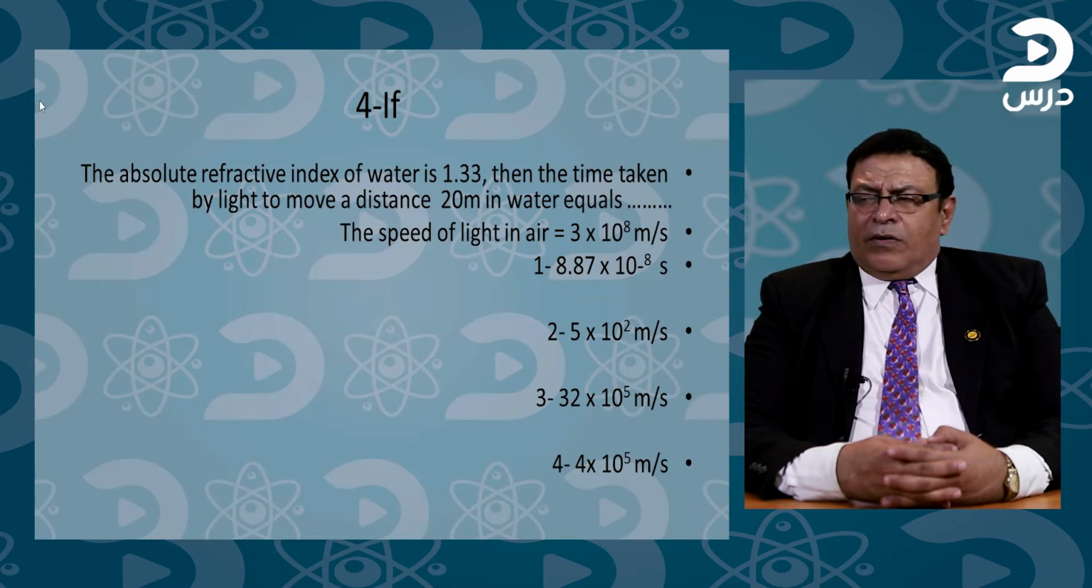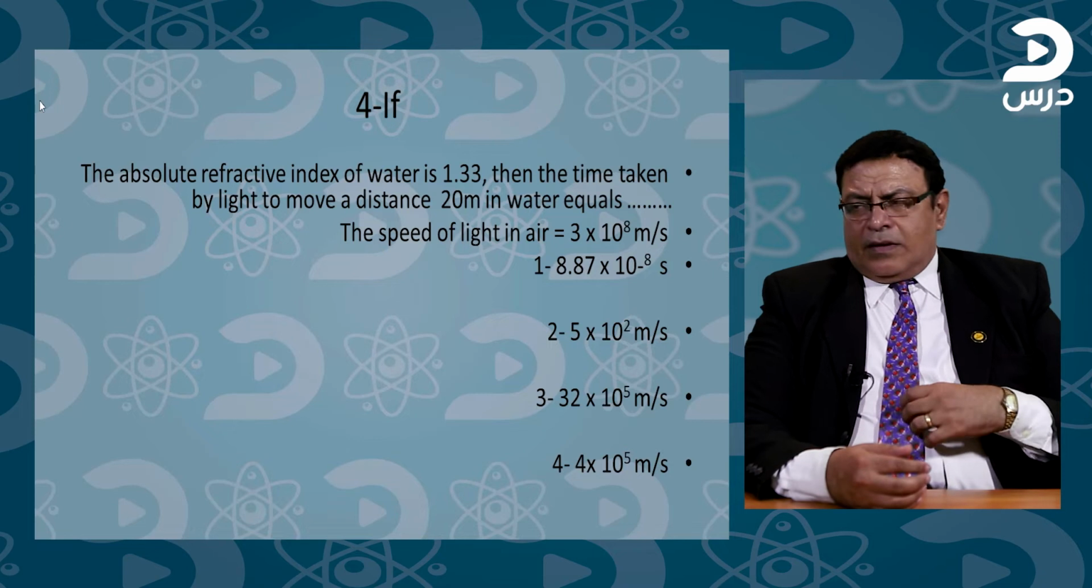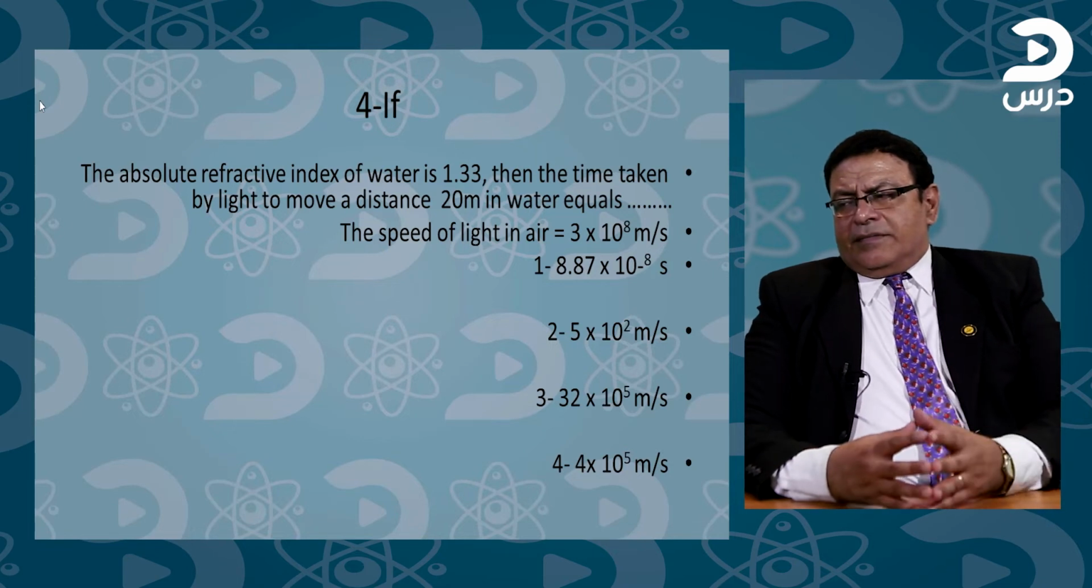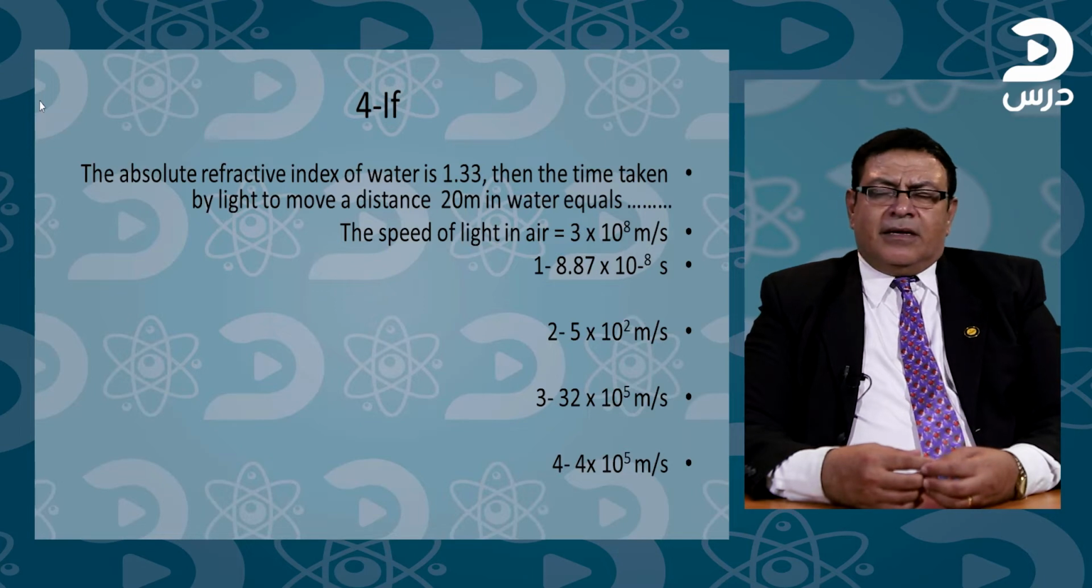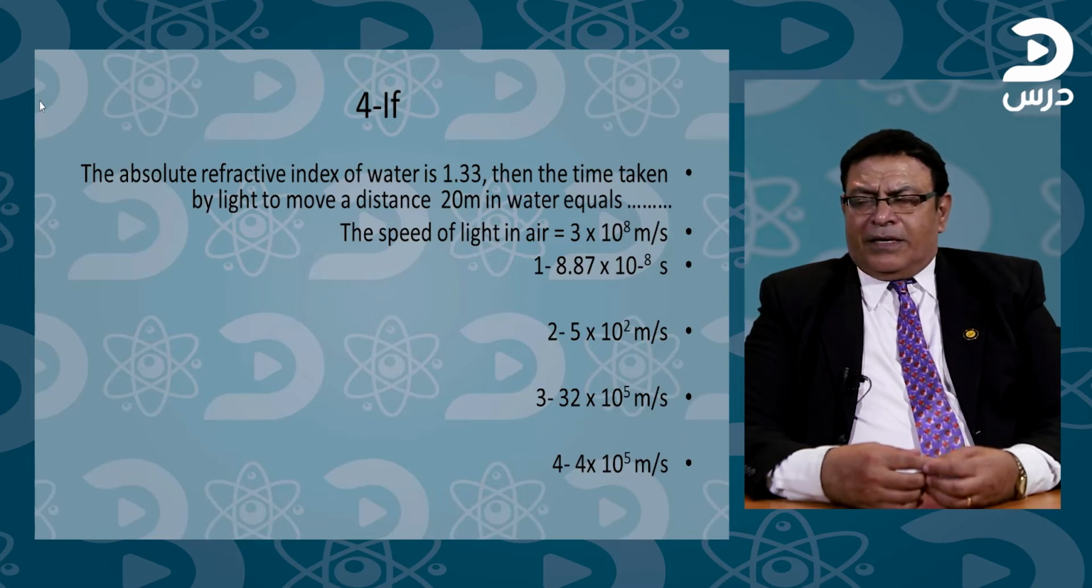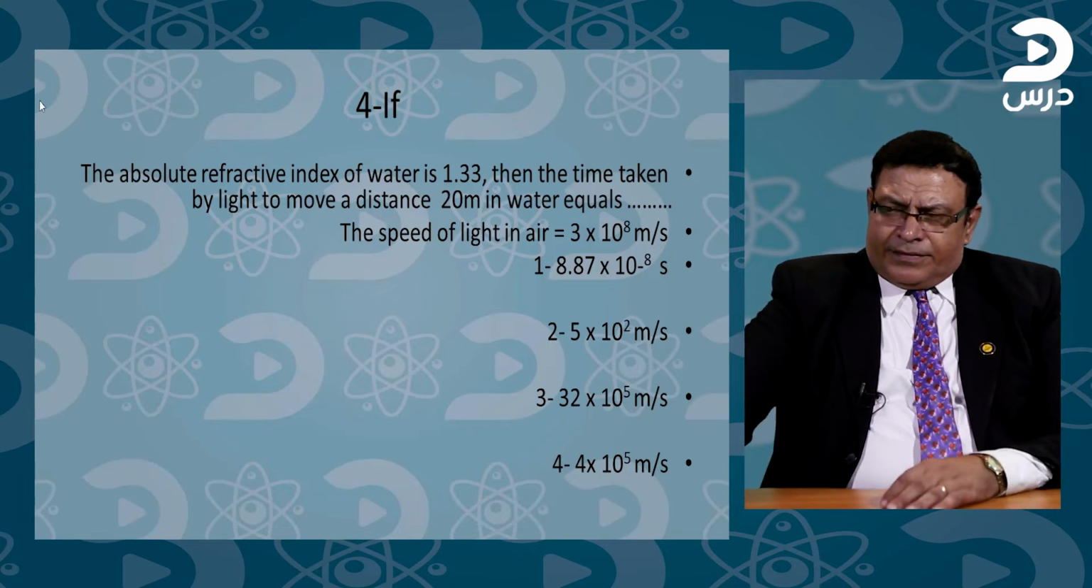Number 2, 5 multiplied by 10 power 2 meters per second. Number 3, 32 multiplied by 10 power 5 meters per second. And number 4, 5 multiplied by 10 power 5 meters per second.